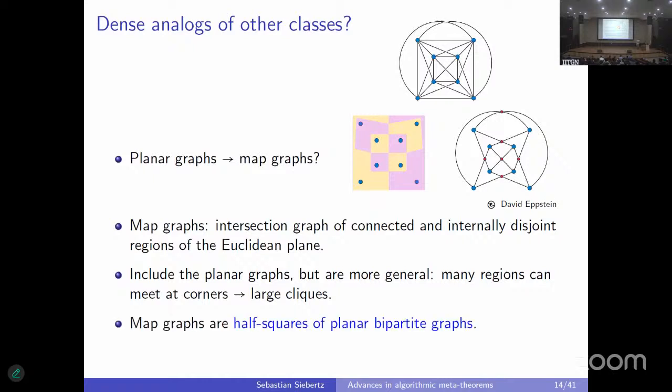And a different view is that map graphs are half-squares of planar bipartite graphs. If you make one point for each region and one point for each of the intersection points, and you connect them in this way, as you see in the figure, we have the blue points representing regions, and then the red points for the intersection points. You connect the blue points when they have a common red neighbor. But we throw away half of the vertices.